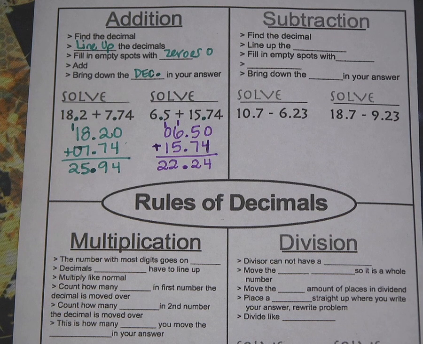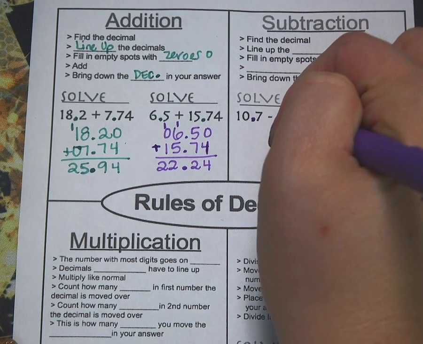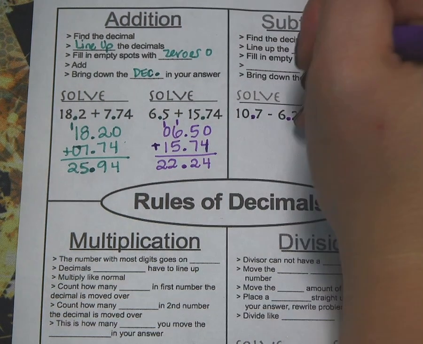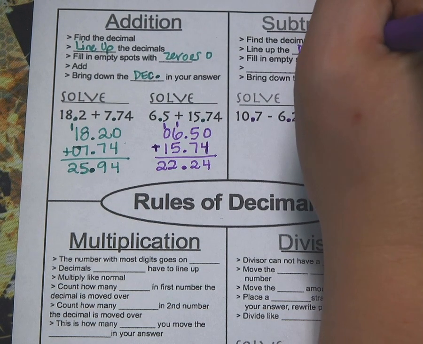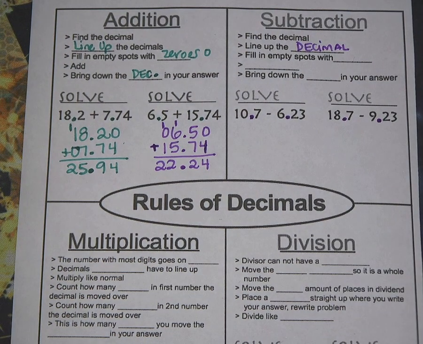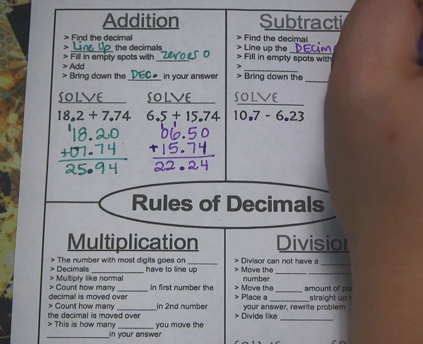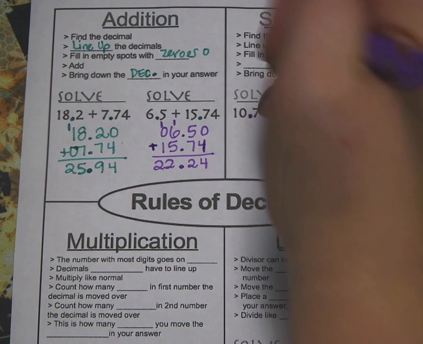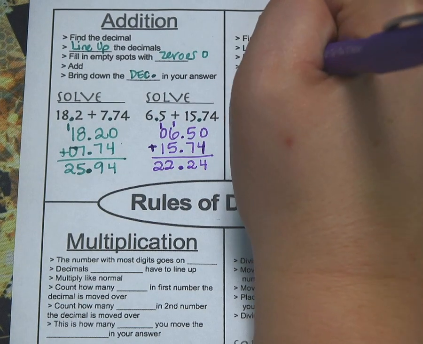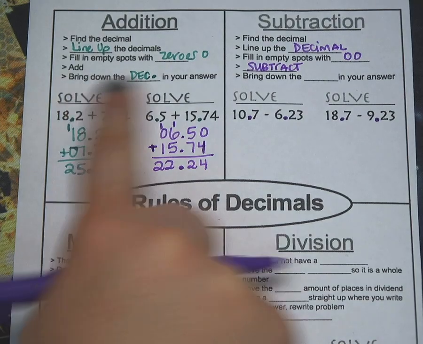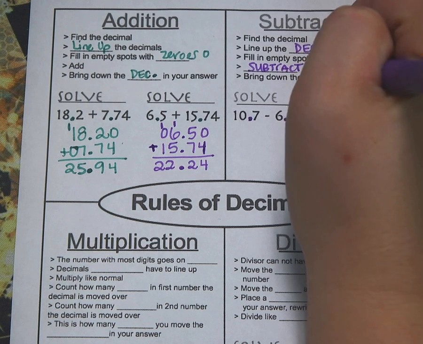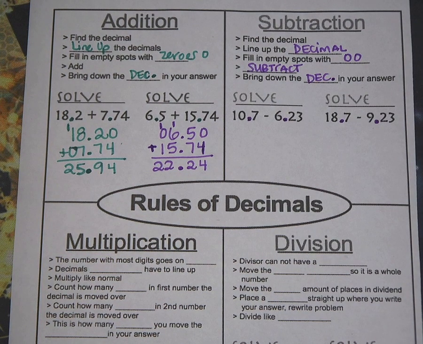All right, the rule for subtraction is basically exactly the same. We're going to find our decimals. I'm going to make my decimal big and bold in all of my problems down here. Then I'm going to line up the decimal. Lining up the decimal is for adding and subtracting. Then it says fill the empty spots with what? With zeros. Then it says subtract. Last time we were adding, now we're going to subtract. And then it says bring down the decimal in your answer. Big bold decimal straight down in your answer.